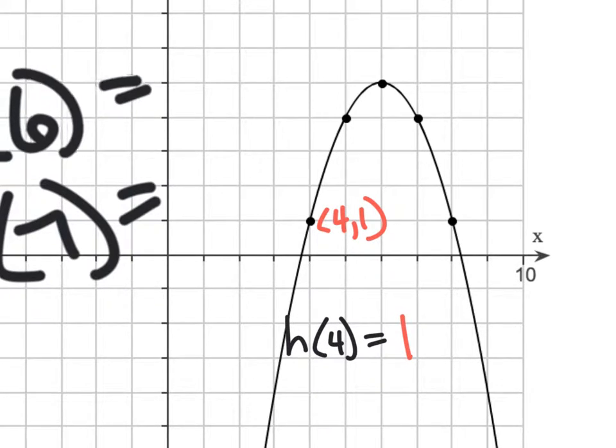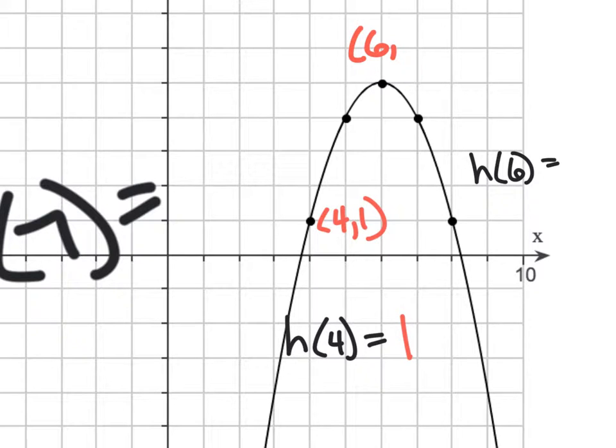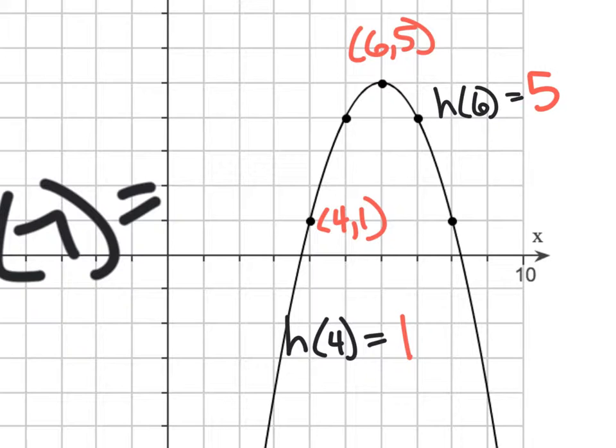All right, and so now we're going to do h of 6. So h of 6, so where's 6 on the x-axis? Well, that's 1, 2, 3, 4, 5, 6. Here's 6, and we're going to go up. So that's 1, 2, 3, 4, 5. It's right there. So that is (6, 5). So that means h of 6 is 5.